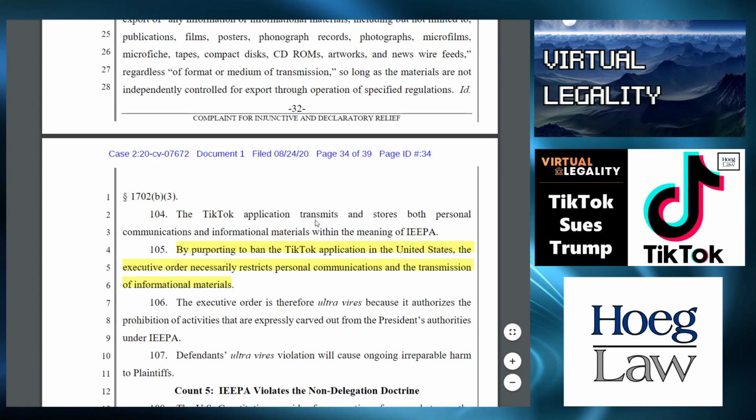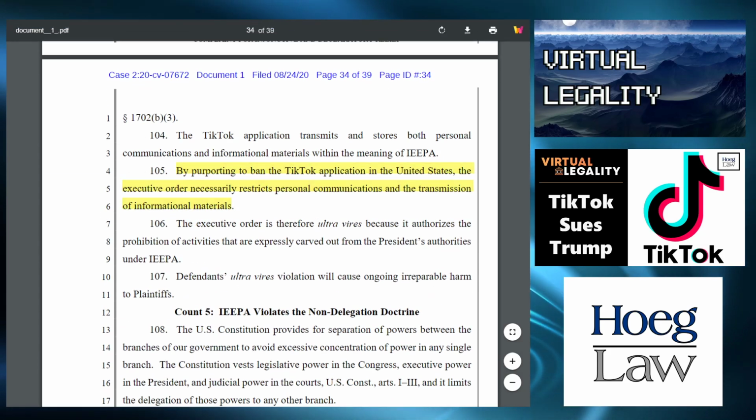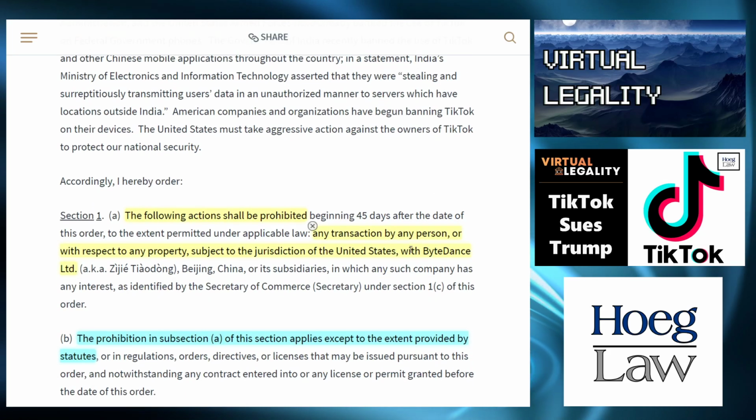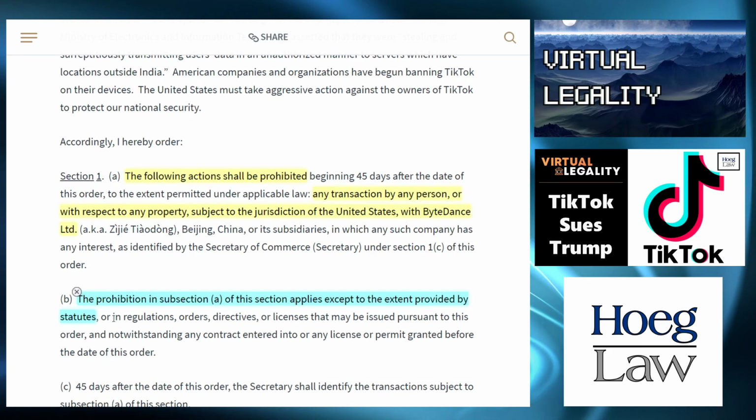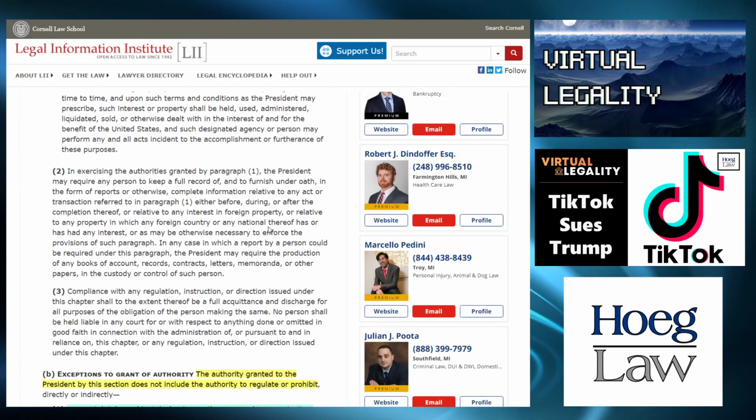But the problem with this TikTok argument is that the executive order itself doesn't purport to ban those things. The prohibition in subsection A of this section applies except to the extent provided by statutes, including this one right here, which has its exception.